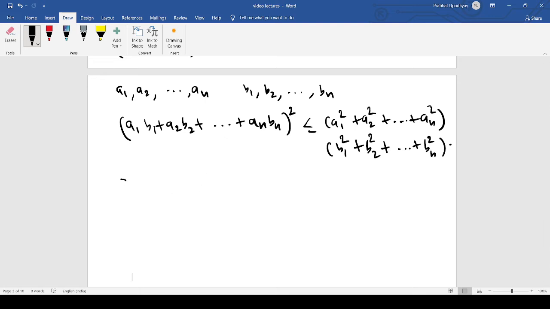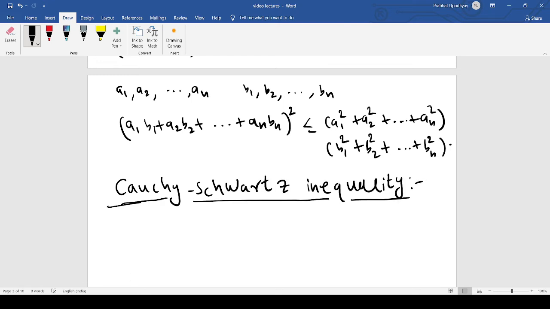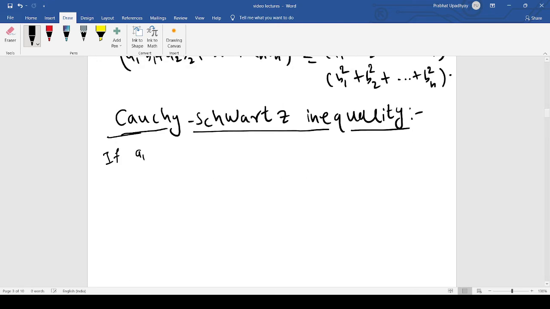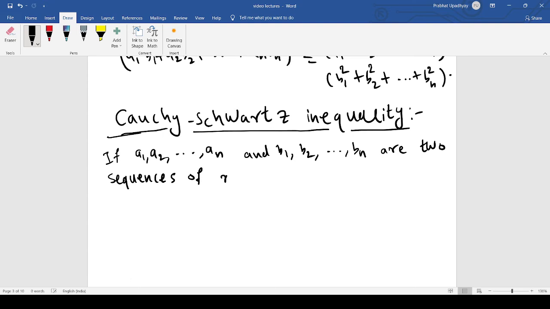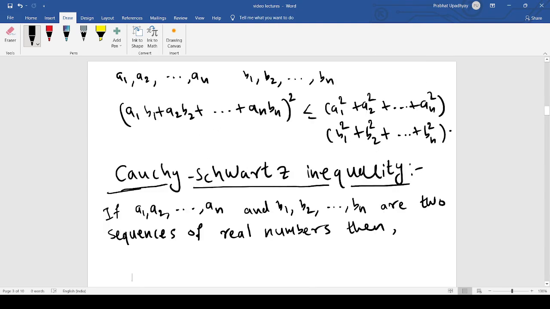Let me formally write it now. So your Cauchy-Schwarz inequality states that if a1, a2, ..., an and b1, b2, ..., bn are two sequences of real numbers, then from here you can see it is the square of a1 b1 plus a2 b2 plus ... plus an bn.